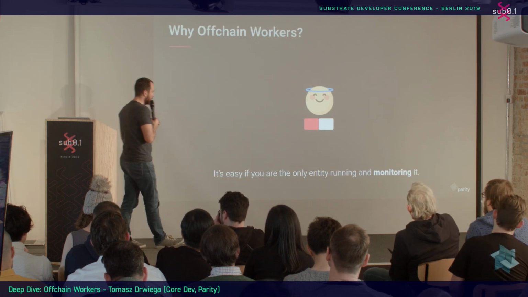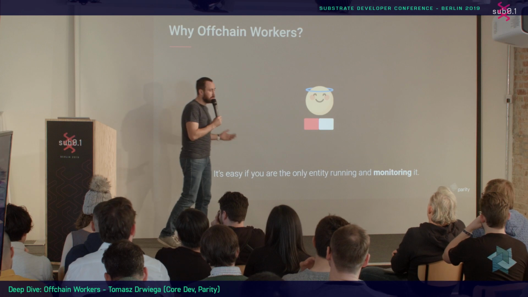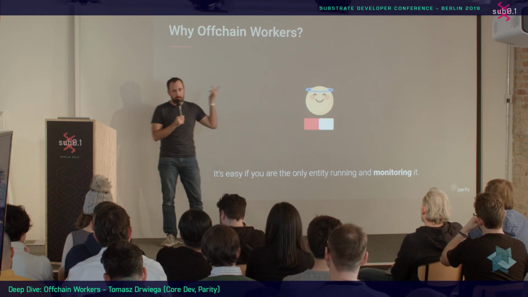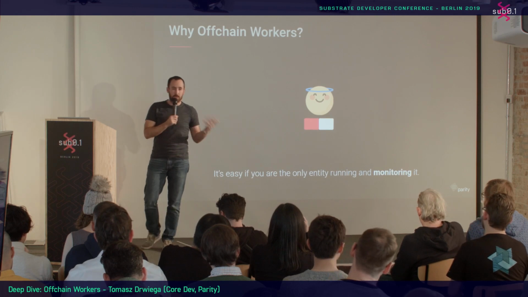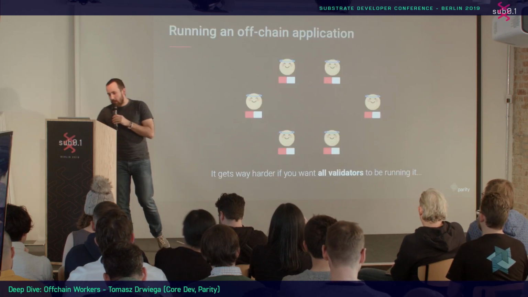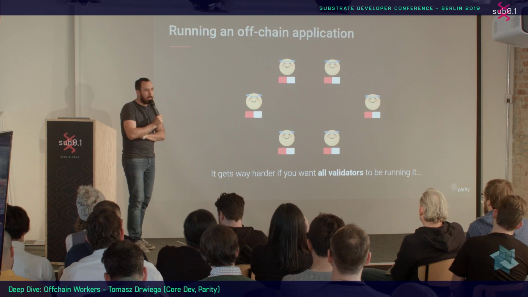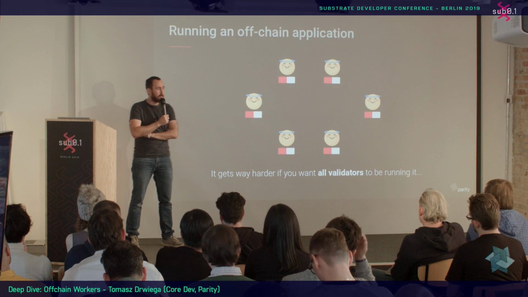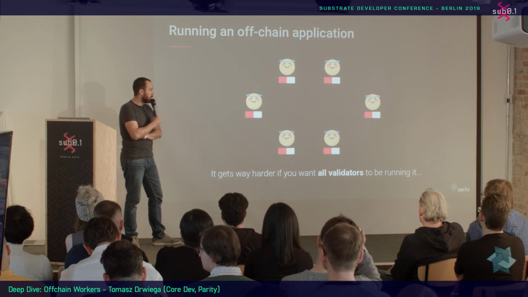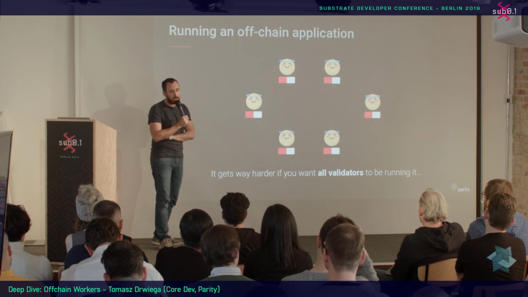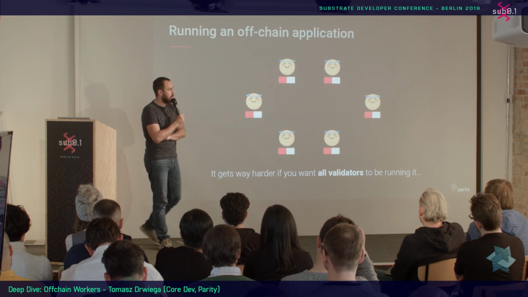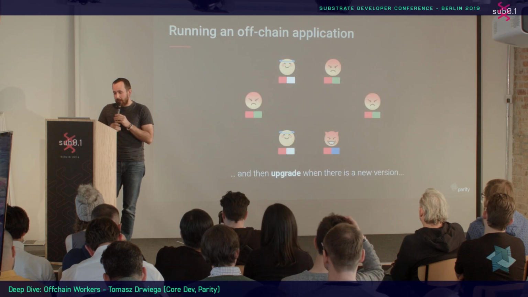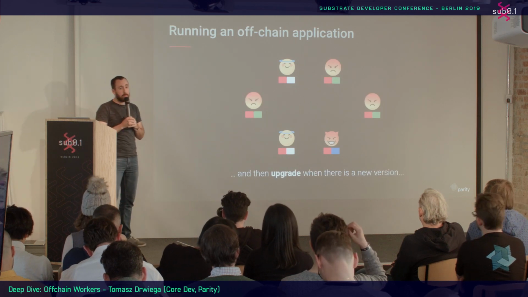So why would we do that? It's easy to run an off-chain application if you are just a single person or a single entity running it and monitoring it. If you want to convince all the validators to run your off-chain application, for instance, to do this better fragment, then it gets a little bit more complicated. You need to give them instructions how to run your off-chain application. They all need to do it. They all need to monitor that application. And it gets especially hard if you want to upgrade your runtime.